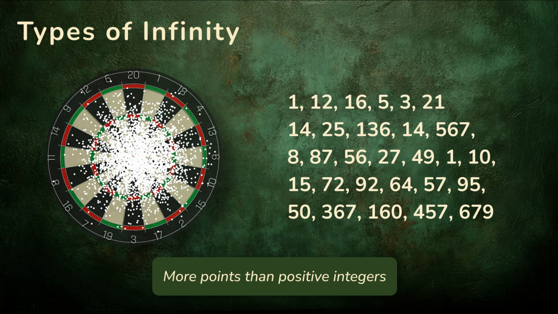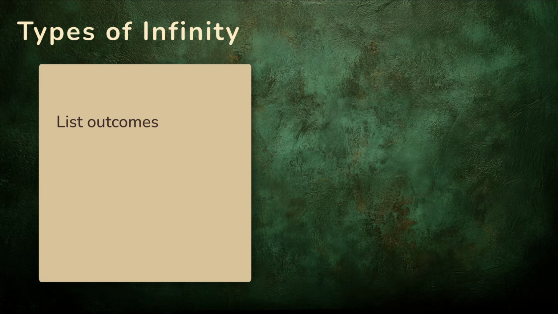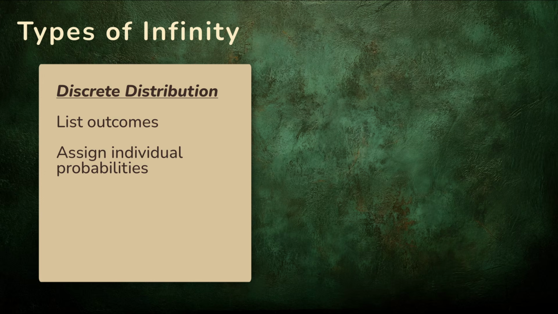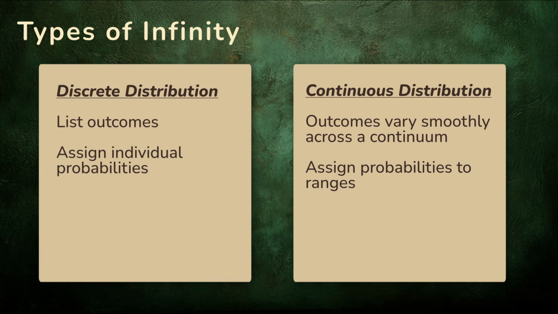This is neither the time nor the place to talk about degrees of infinity, so we'll leave it like this. If you can list the outcomes, even infinitely many of them, and assign a probability to each one individually, you're dealing with a discrete distribution. If the outcomes vary smoothly across a continuum, you need a different tool. You don't assign probabilities to specific outcomes, you assign probabilities to ranges. That's where continuous distributions come in.